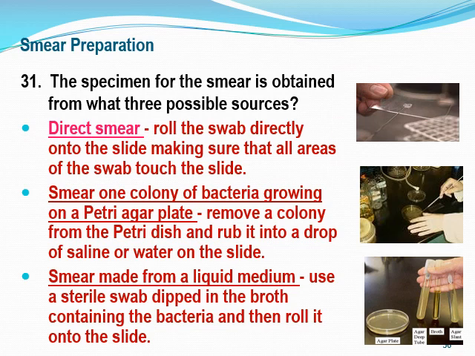So we have possible sources that we can get our smear from, right? A direct smear, where you roll that swab directly onto the slide. Then there's a smear of one colony of bacteria growing on an agar dish, or agar plate. You remove that one colony from the petri dish and rub that colony into a drop of saline or water on a slide. And then smears are made from liquid media. You use a sterile swab dipped into the broth that contains that bacteria growing in it, and then you roll it onto the slide. So those are three different ways.